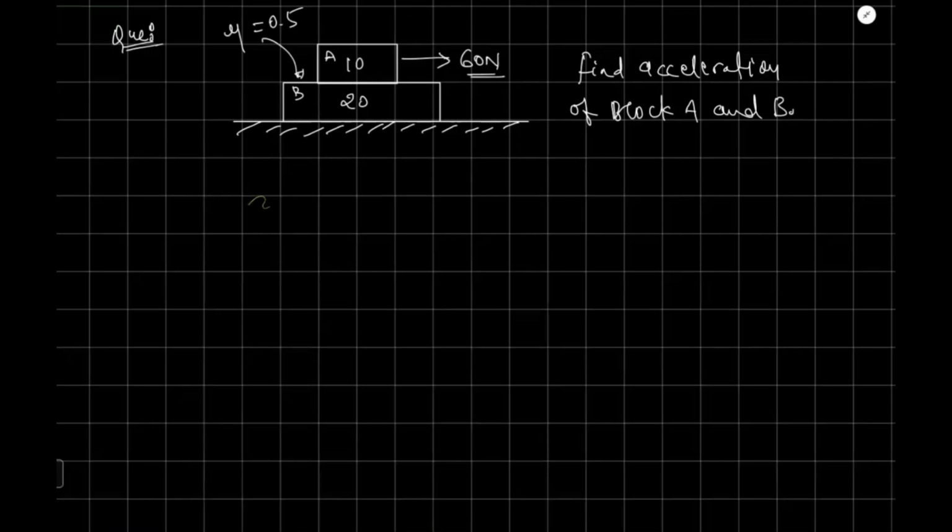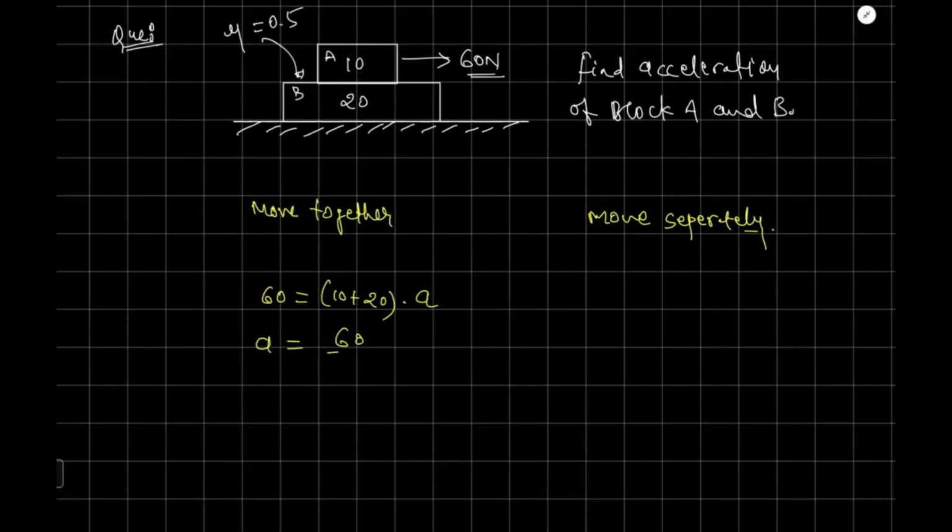We can assume two cases now. One is when they are moving together, and one is when they move separately. We have to check both cases. When they are moving together, this is the easiest one, that's why I am doing it first. In that case F net is 60 Newton, and the mass of the object is 10 plus 20, and the acceleration is common for both objects because they are moving together. So from here you will get acceleration 60 by 30, which is equal to 2 meter per second square.